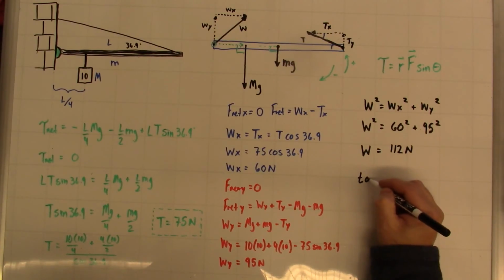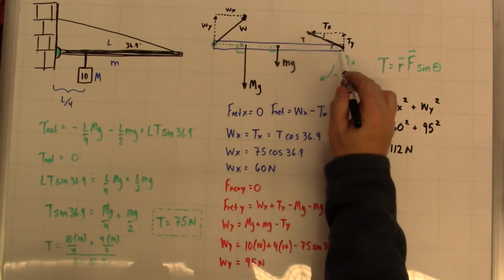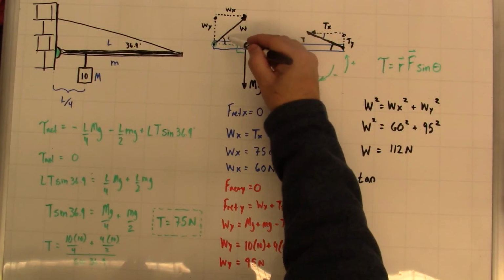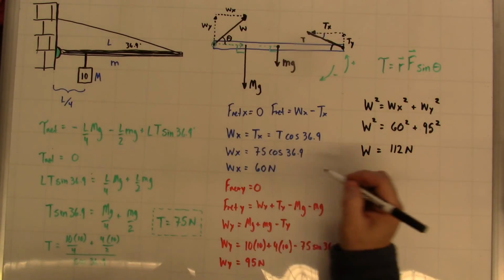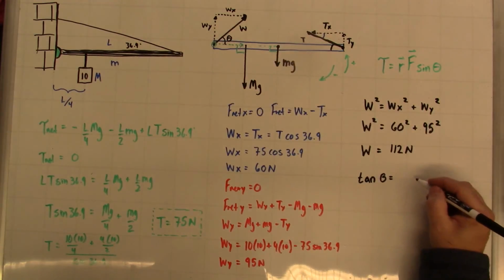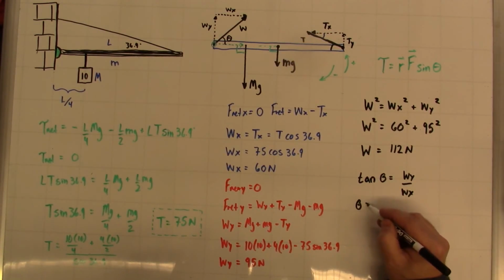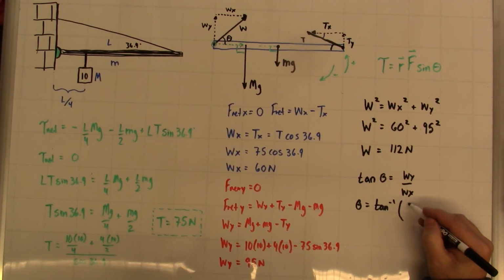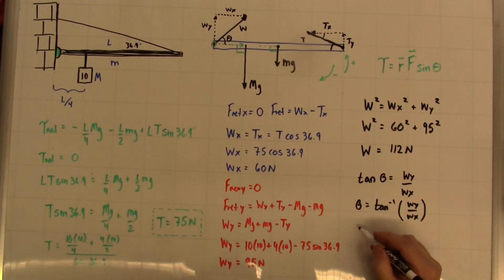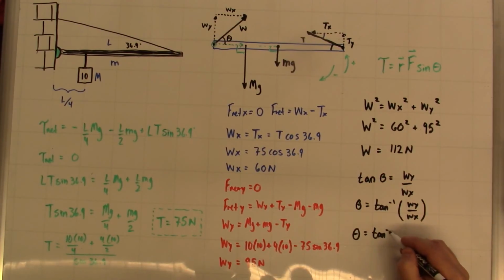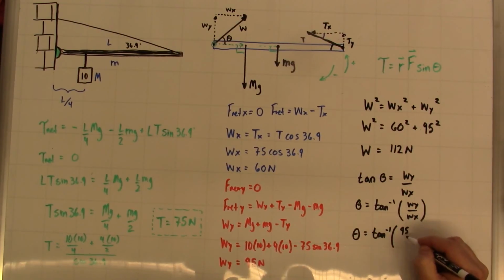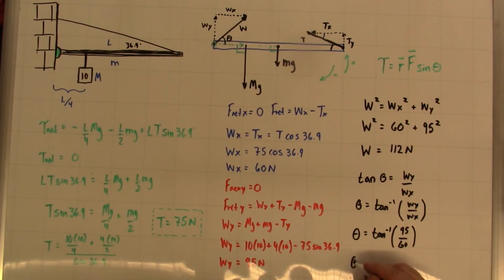And then if I want to find the angle, what I realize is the tangent of this angle here. Now, because it's given me this angle in my original problem here, I'm going to solve for this angle here. So I'm going to call that theta. So the tangent of that angle, theta, in this case, the opposite side would be the wy. The adjacent side would be the wx. So then theta is equal to the inverse tangent of wy divided by wx. My wy value is 95. My wx value is 60. So theta is equal to 57.7 degrees.